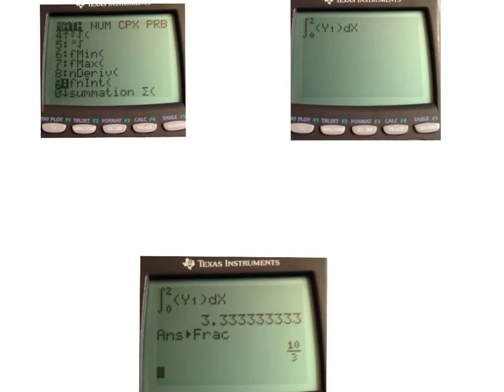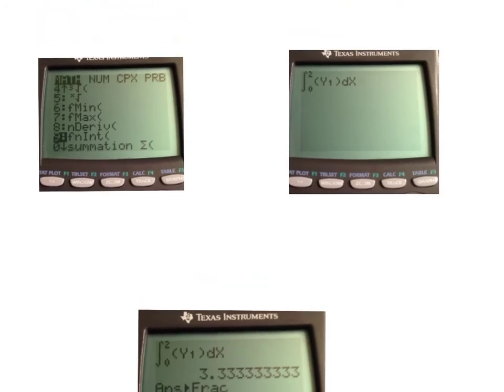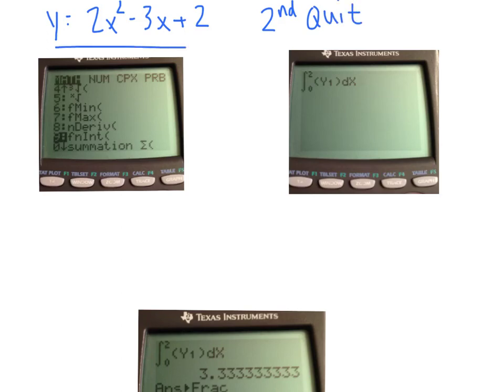I'm assuming you've already gone to y equals and typed in your 2x squared minus your 3x plus your 2. Now I want you to hit second quit, and that's going to take you back to your home screen. Once you're on your home screen, hit the math button, which is on the left hand side towards the top, third from the bottom there on the left side.